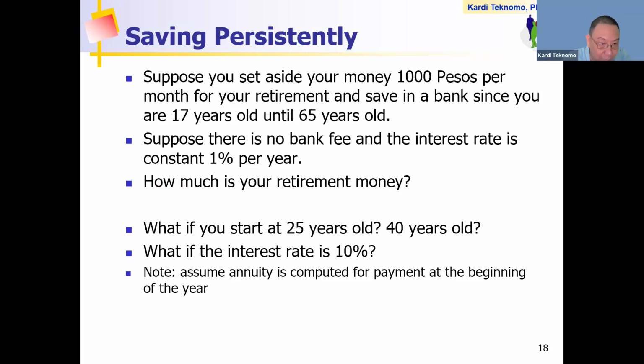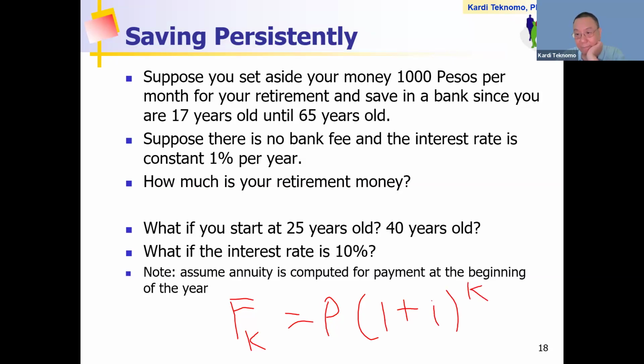So put it in N. Your future value at time K equals your P times (1 plus I) to the exponent K. Is that correct? P is your present value, and I is your interest.